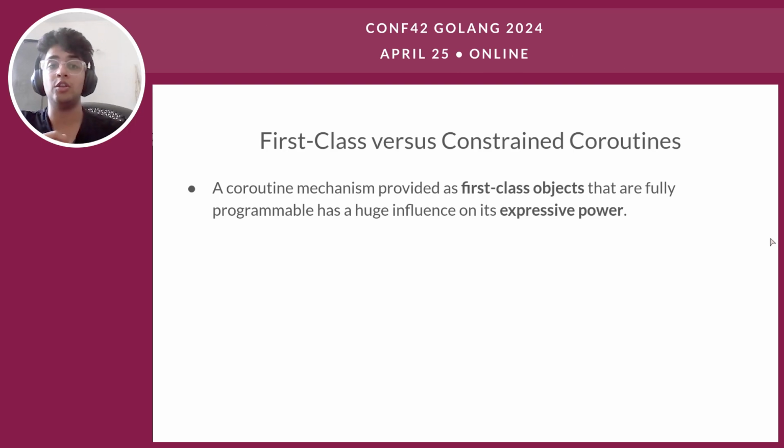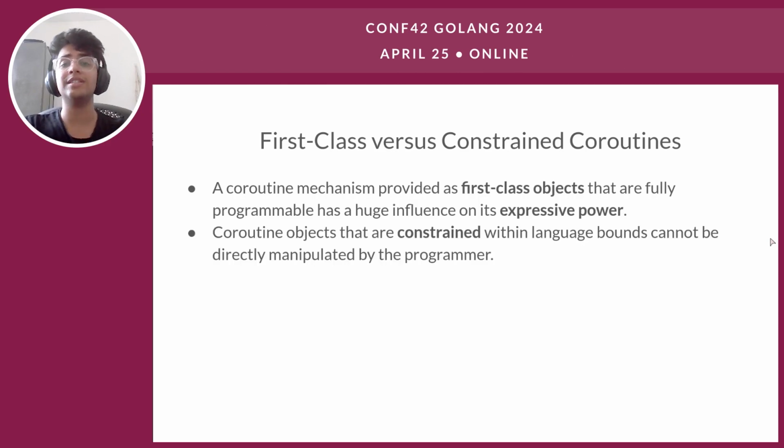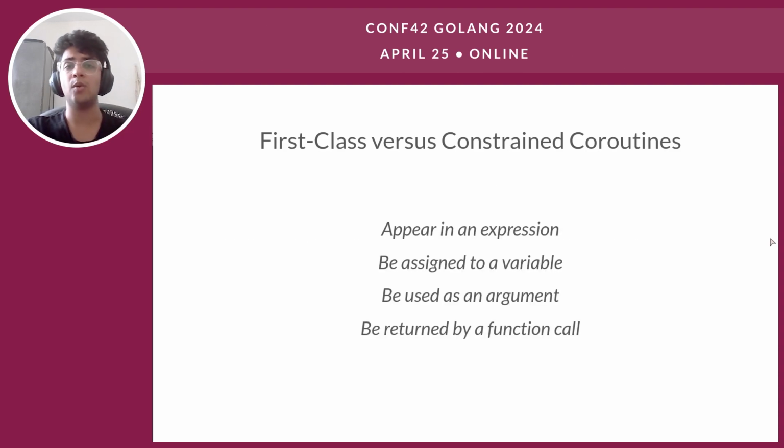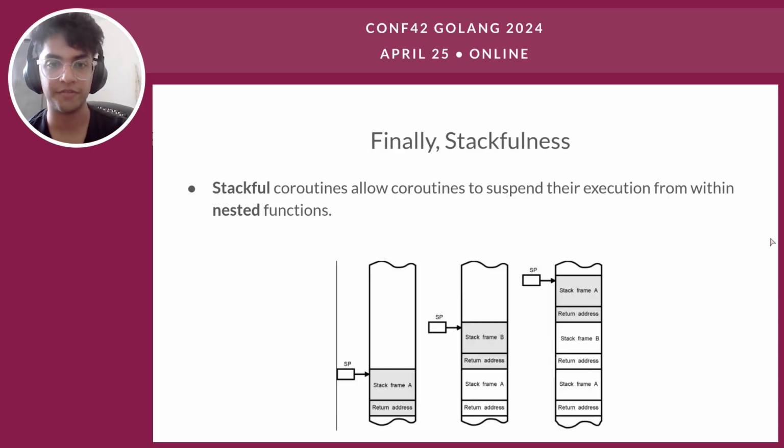Secondly, you would want your coroutine to be provided as a first-class object by your language. It has a huge influence on its expressive power. Coroutines that are constrained within the language bounds and cannot be directly manipulated by the programmer have a negative effect on expressive power. So what do we mean by a first-class object? Something we've already seen with the binary comparison example. Your coroutine should be able to appear in an expression. You should be able to assign it to a variable. You should be able to use it as an argument, return it by a function call, all the good stuff.